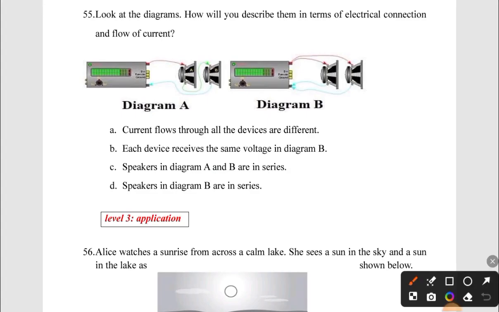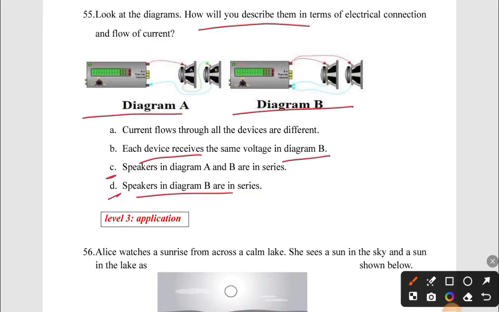Question 55, look at the diagrams. How will you describe them in terms of electrical connection and flow of current? So this is diagram A and this is diagram B. A, current flowing through all the devices are different. B, each device receives the same voltage in diagram B. C, speakers in diagram A and B are in series. D, speakers in diagram B are in series. The answer to question 55 is B.